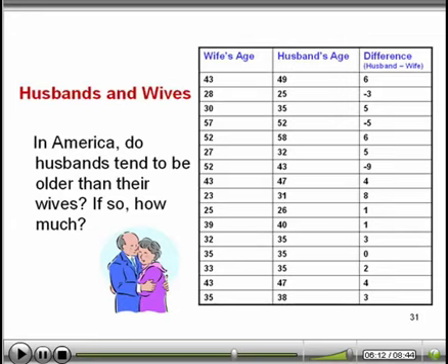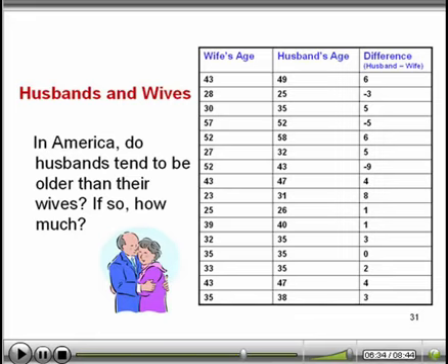Next, we address the question of how the ages of husbands and wives compare. It is generally thought that husbands tend to be older than their wives. As society changes, is this still true? Let's see what we can conclude using data from 16 randomly chosen married couples.